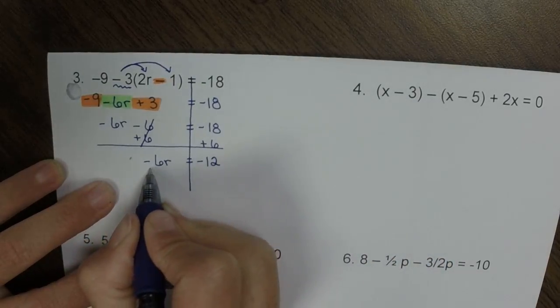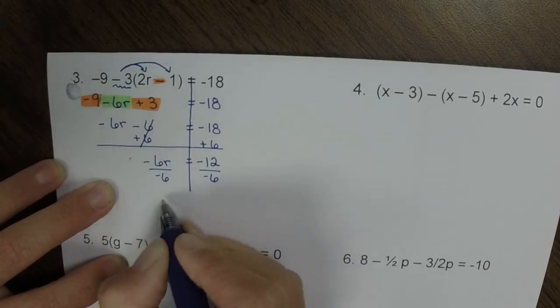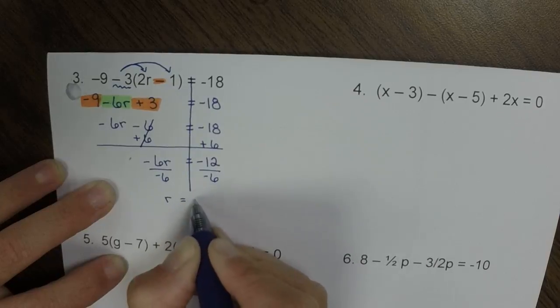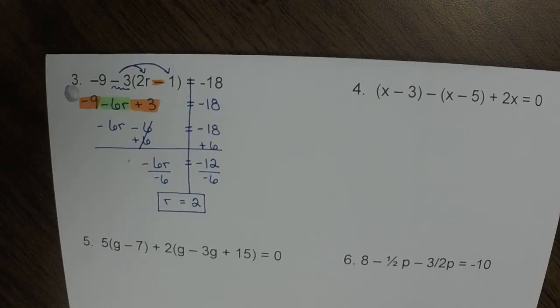And now I'm ready to divide in order to get the r completely by itself. So then I get r equals 2. Good.